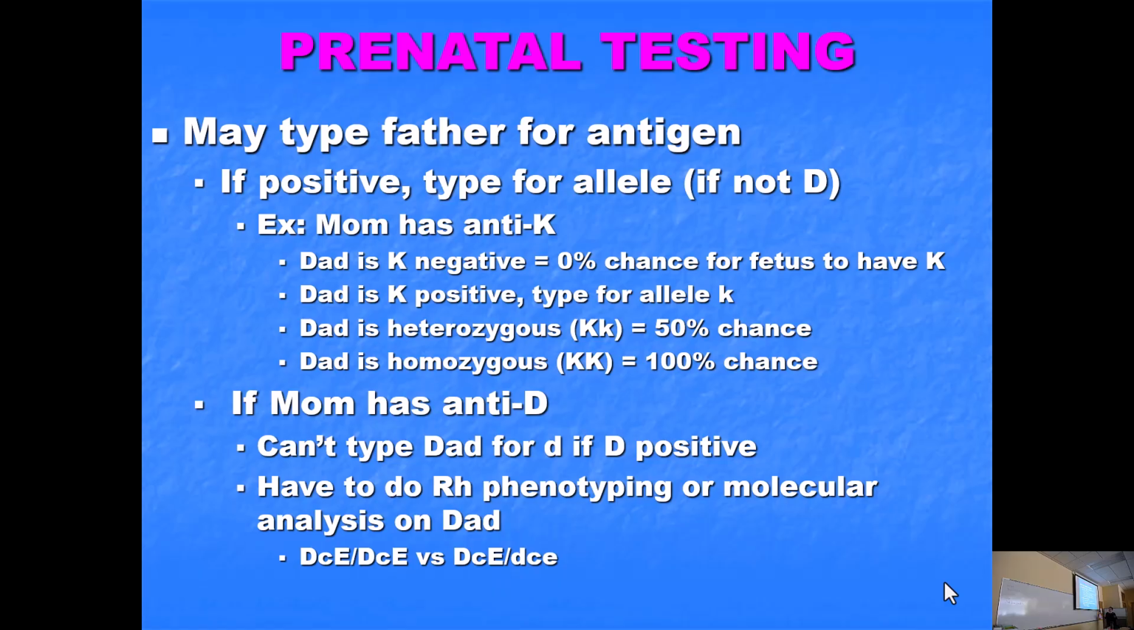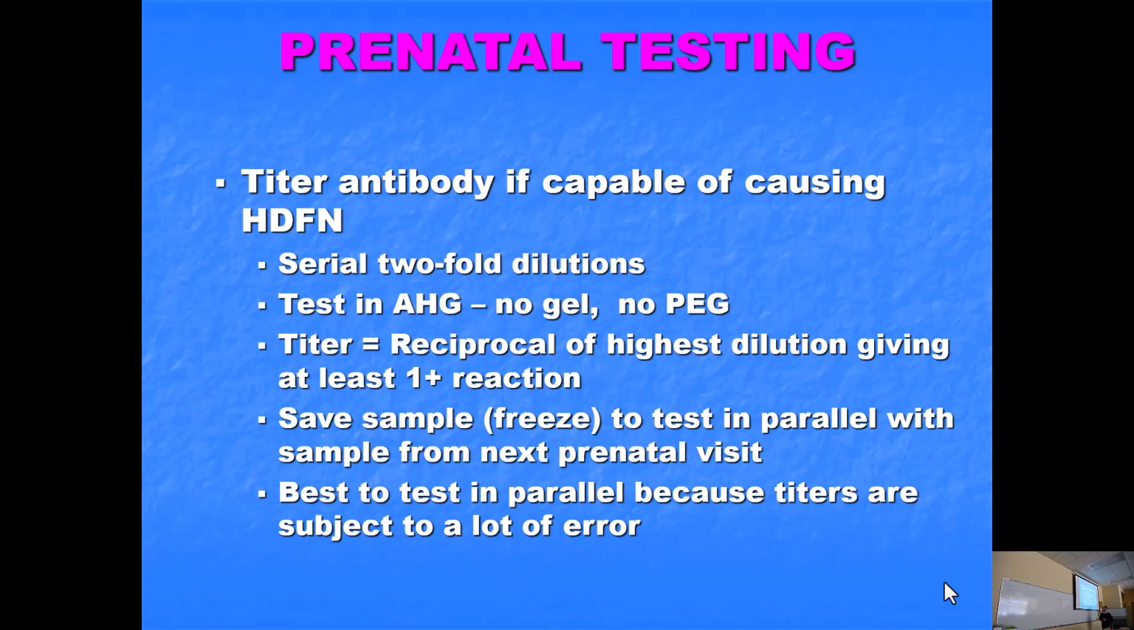If D, we cannot type dad for little d. If D positive, right? It's a placeholder. It's a probability. It's those number games that we talked about before. We base it all on probability. So we're going to do Rh phenotyping or molecular analysis to determine is dad, for example, big D, little c, big E, versus big D, little c, big E, little d, little c, little e. So we have to do the typing and do the numbers to try to figure that out.